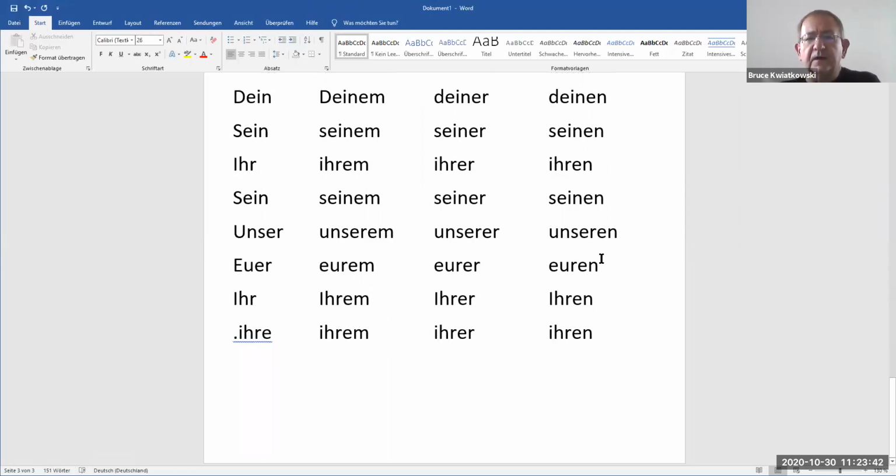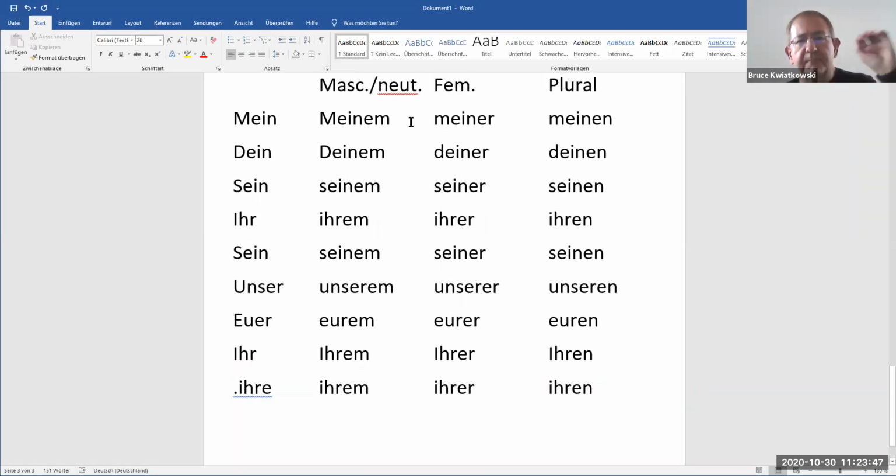Okay, so let's do a couple examples with these here, okay? So basically, let me repeat again. The masculine you're going to take the base form and add an em to it. So it becomes meinem, deinem, seinem, and so forth. Okay? The feminines are going to end in er, and the plurals are going to end in en. Okay? So some examples for that.